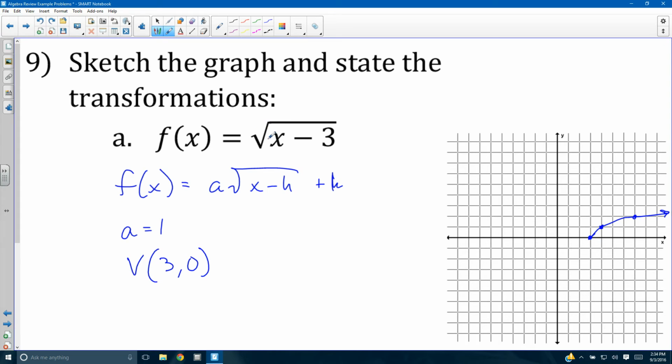No real transformations, just a shift. Transformations to translation. So I shifted 3 to the right. Shift 3 to right. I think this says enough about that. Personally, I think both of these things kind of do.